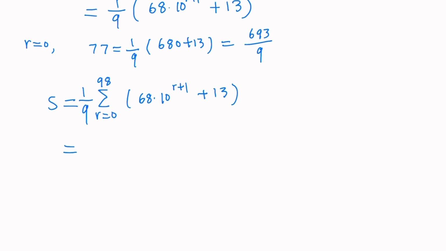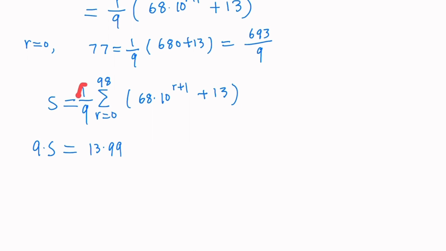So let's see, I don't like this 1 over 9 here. I don't want to write it every time. So I'm going to say 9 times s equals the constant terms, and the total number of terms goes from 0 to 98. The total is 99, so that would be 13 times 99, the constant term first.